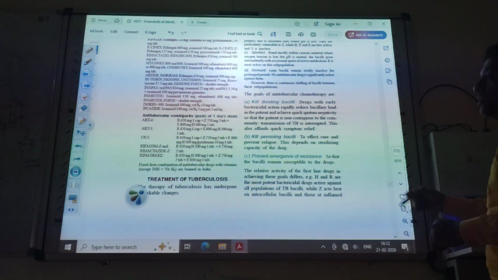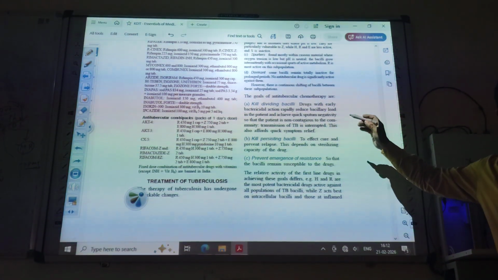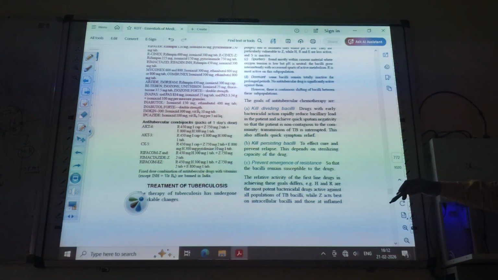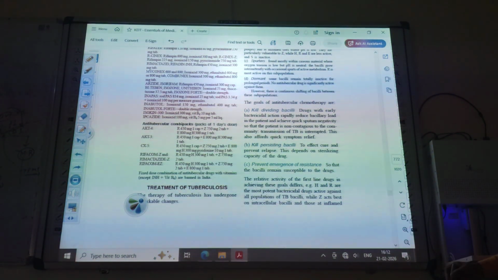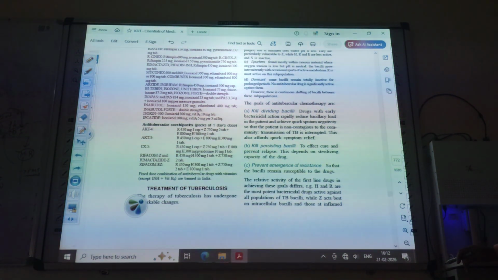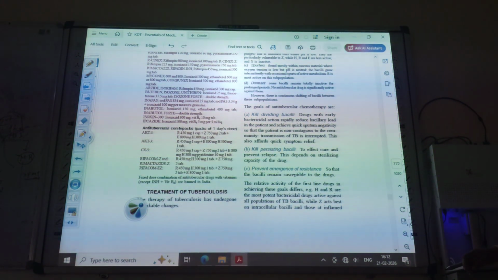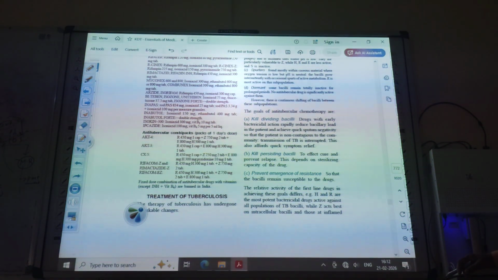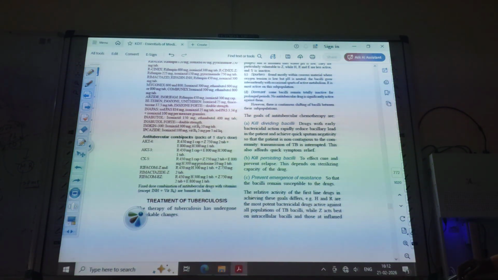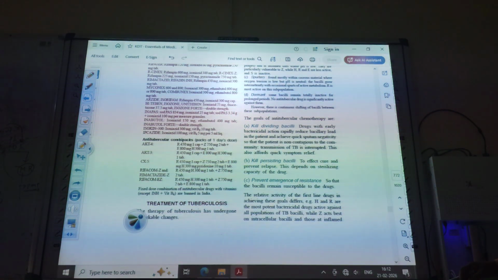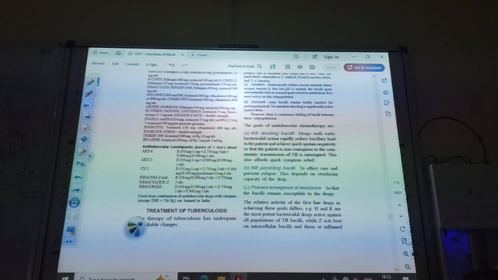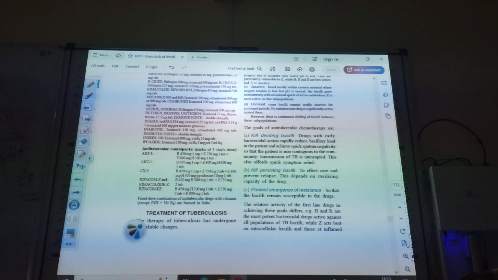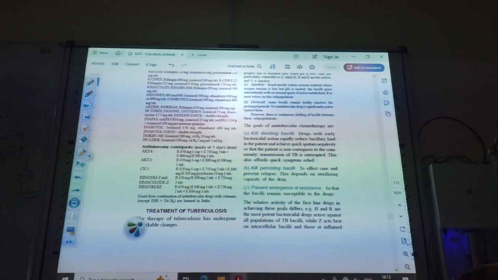Okay, you have to write it in your answer likewise. Kill the dividing bacilli. Drugs with early bactericidal action rapidly reduce bacillary load in the patient and achieve quick sputum negativity, so that the patient is non-contagious to the community. Transmission of TB is interrupted.